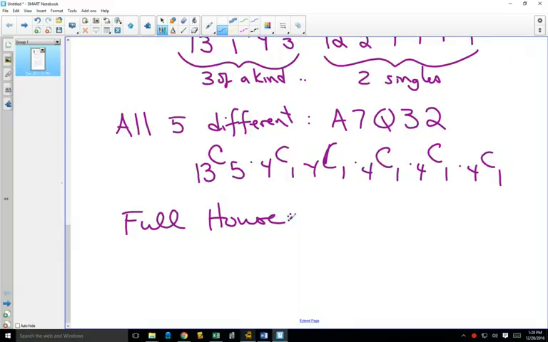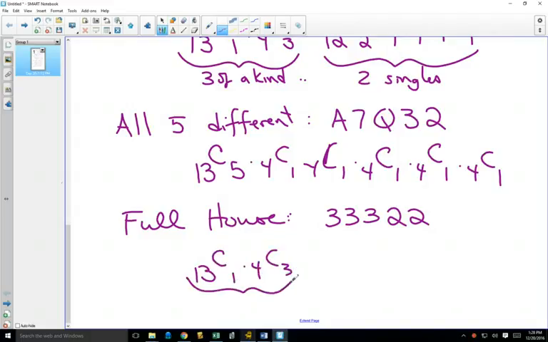But a full house is when you have 3 of one kind and 2 of the other. Good choice of numbers. Well, they're both different sizes, so you could choose your 3 of a kind first. And then choose your 2 of a kind after.